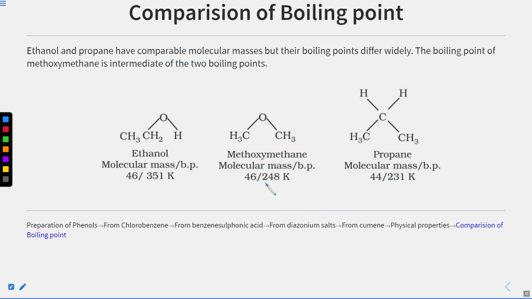Now if you compare it with this ether, it is in the intermediate, between alcohol and propane. Why does it have a higher boiling point? Because it has some kind of polarity. So how does that happen?